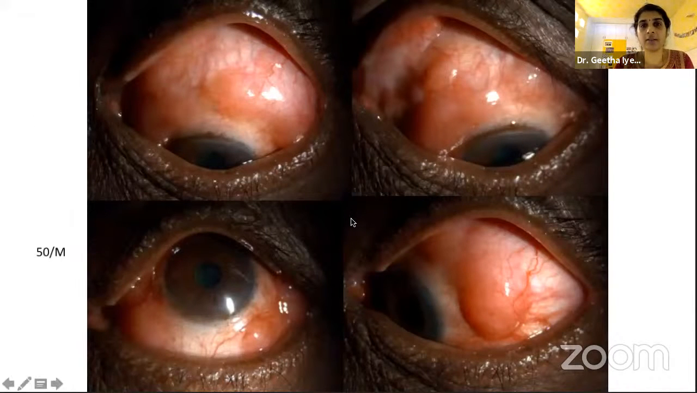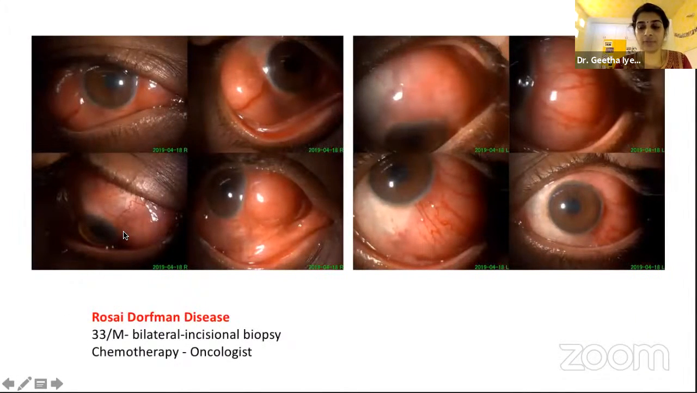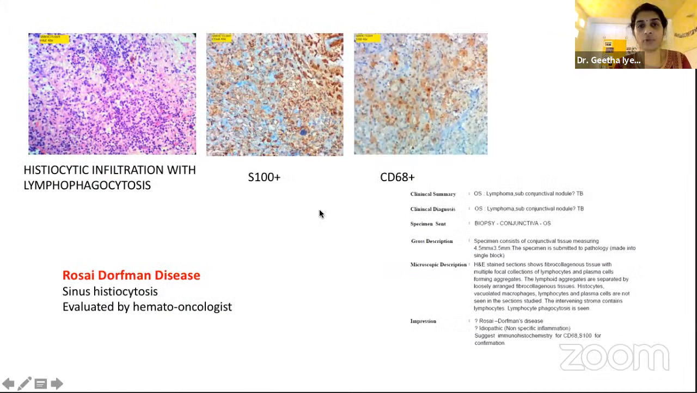This is again another similar looking lesion, which we thought was lymphoma on clinical examination, but then the histopathology showed histiocytosis, and the immunohistochemistry was also suggestive of Rosai-Dorfman disease. Yes. So all these lesions look very similar when you see them, but it's only the histopathology which can tell you what you're dealing with. And with the previous patient, we were able to excise most of the lesions, didn't have any other systemic involvement, and is on a regular follow-up.